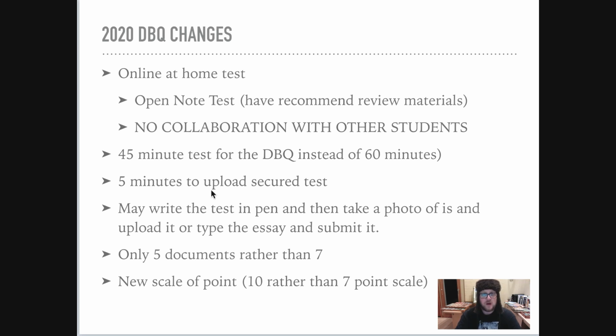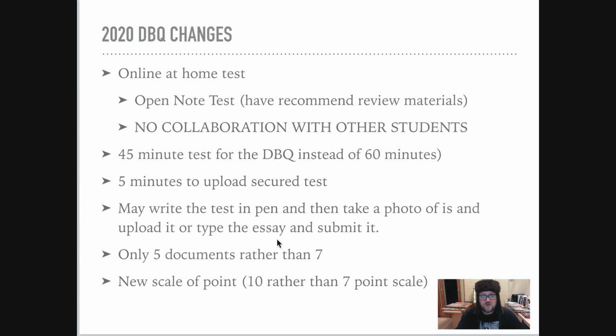You'll have 5 minutes to upload the secure test, and then you'll have 45 minutes to write this test. This test may be written in pen and then taken a photo of, or you may type the essay and submit it. I would highly recommend in the weeks to come that you have a plan in place. Are you going to write this test because you're quicker with writing, or are you going to type it? If you're not quick with typing, don't try to learn how to type very fast right now. You will not have the time to speed up your typing if you're a slow typer.